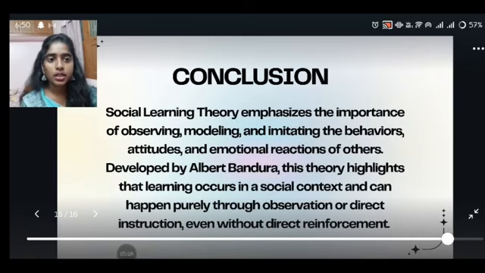Conclusion. Social learning theory emphasizes the importance of observing, modeling, and imitating the behaviors, attitudes, and emotional reactions of others. It was developed by Albert Bandura. This theory highlights that learning occurs in a social context and can happen purely through observation or direct instruction, even without direct reinforcement.